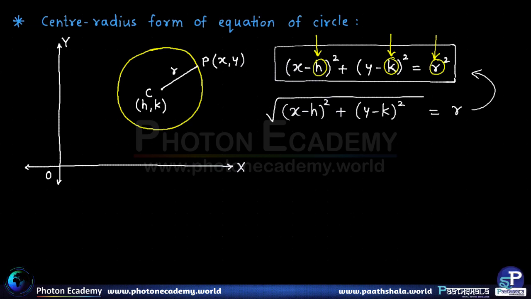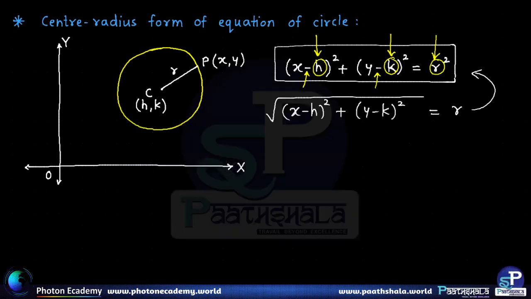Now it should be particularly noted that in the brackets you have a minus sign in both, right? So whatever is subtracted from x and y, those are the x and y coordinates of the center. Now let us solve a simple sum based on this.